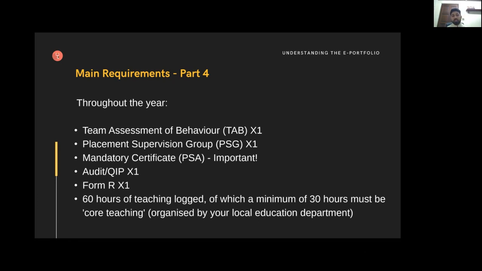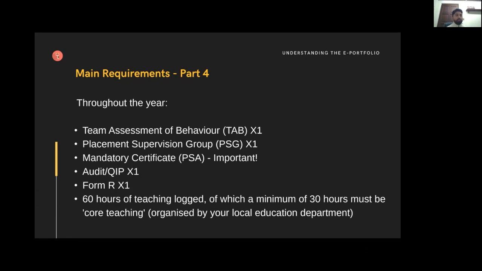You also need to complete something called a Form R. This is something where you have to declare things like your amount of sick leave in your year, if you've taken any locum shifts. I think for sick leave, you can do a maximum of 20 sick days before you have to extend your FY1.